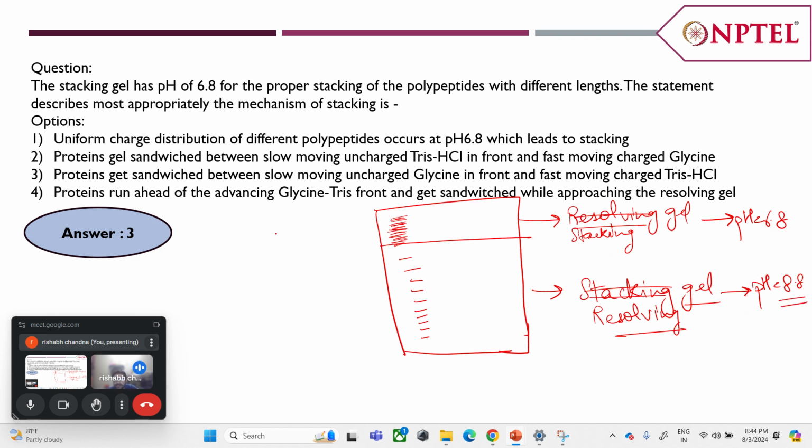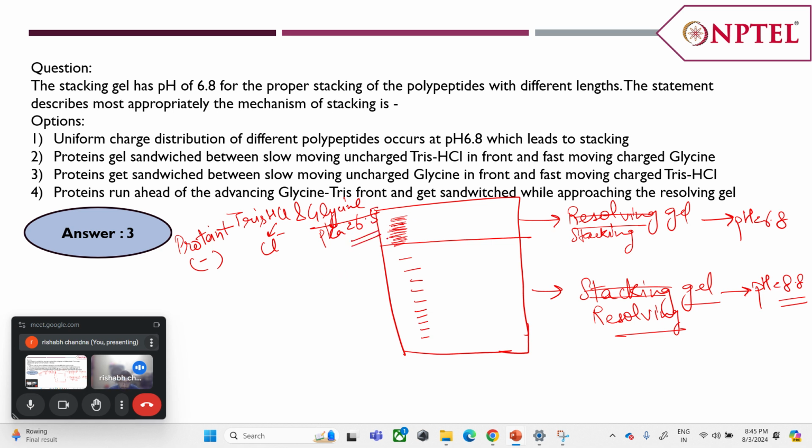The buffer that we use is tris, HCl, and glycine buffer. So it would provide the chloride ion, it would provide the glycine residue, and then we have one more component, that is protein, and it is also negatively charged. And for information, the pK of glycine is 6.5.